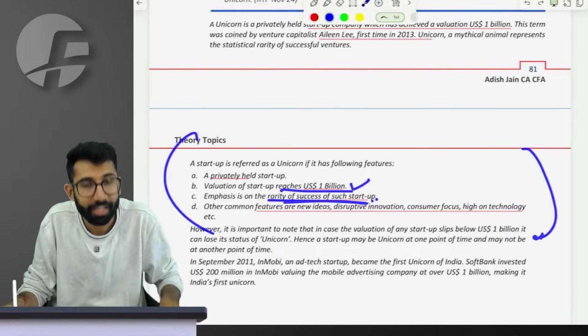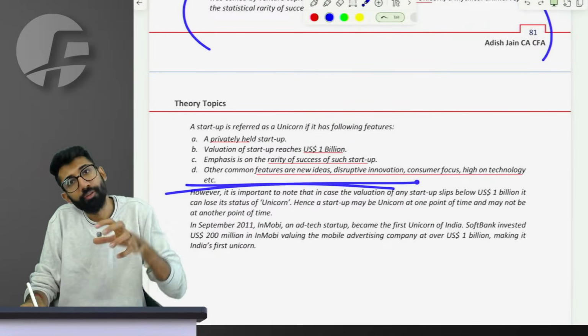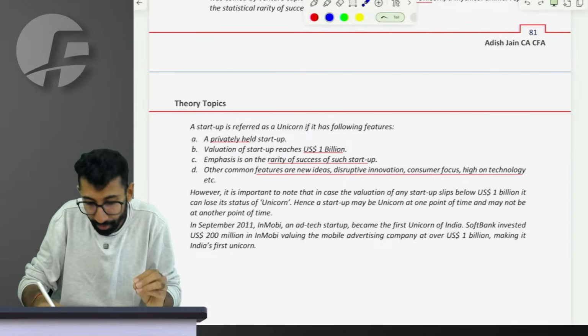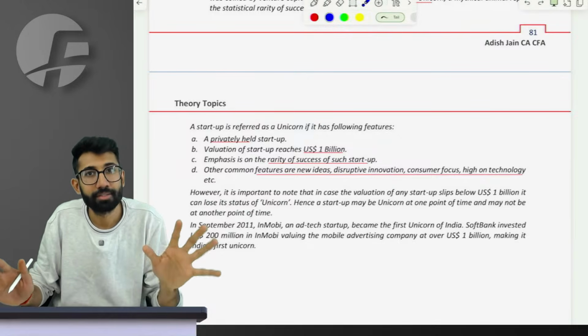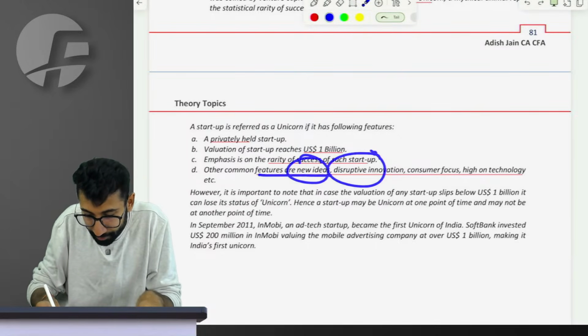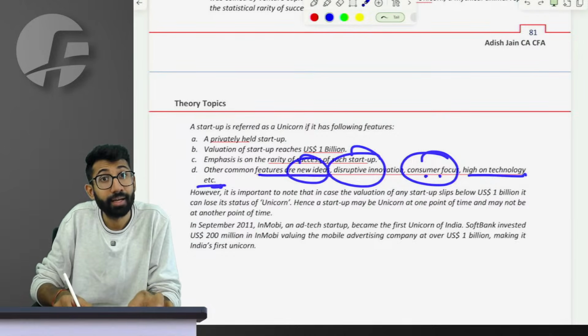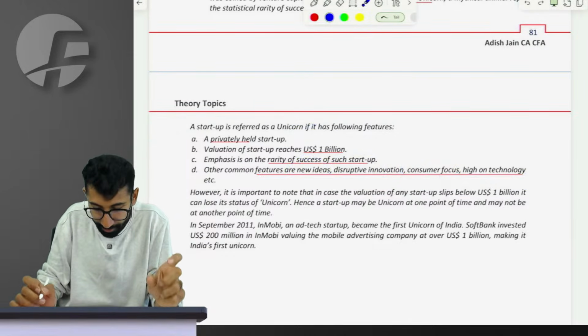Of AFM, the CA Final AFM study material. Definition of unicorn: if these things are there, then it is a unicorn. The broad condition is a startup valued at 1 billion USD. But these conditions are kind of vague and subjective. Features are new idea, disruptive innovation, consumer focus, technology usage, everything is high. If these conditions are met, then it is a unicorn, is what the book says.